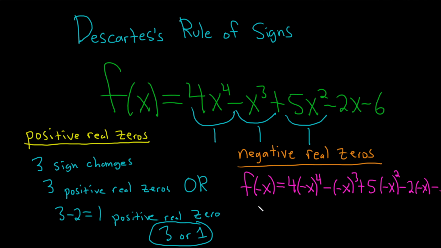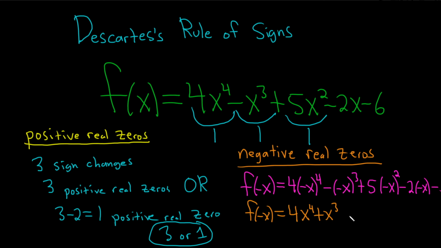Let's clean this up. Let me go to a different color. How about this one again? So f of negative x. Whenever there's an even exponent, the negative goes away. So this will become a positive x to the 4th. So you have 4x to the 4th. Here there's an odd exponent. So this is going to be negative x cubed. But there's already a negative here. So negative and negative is positive. So we get positive x cubed.